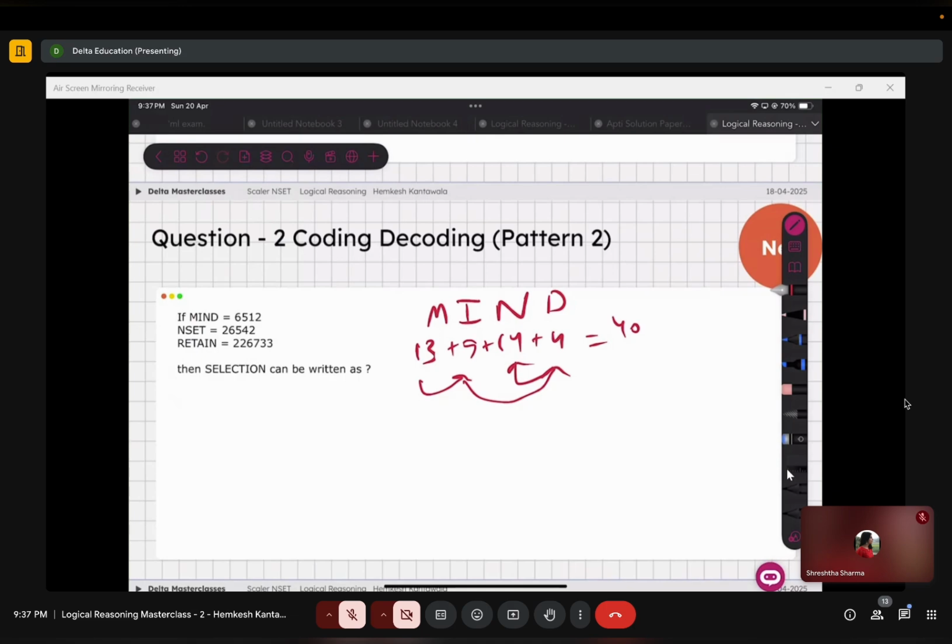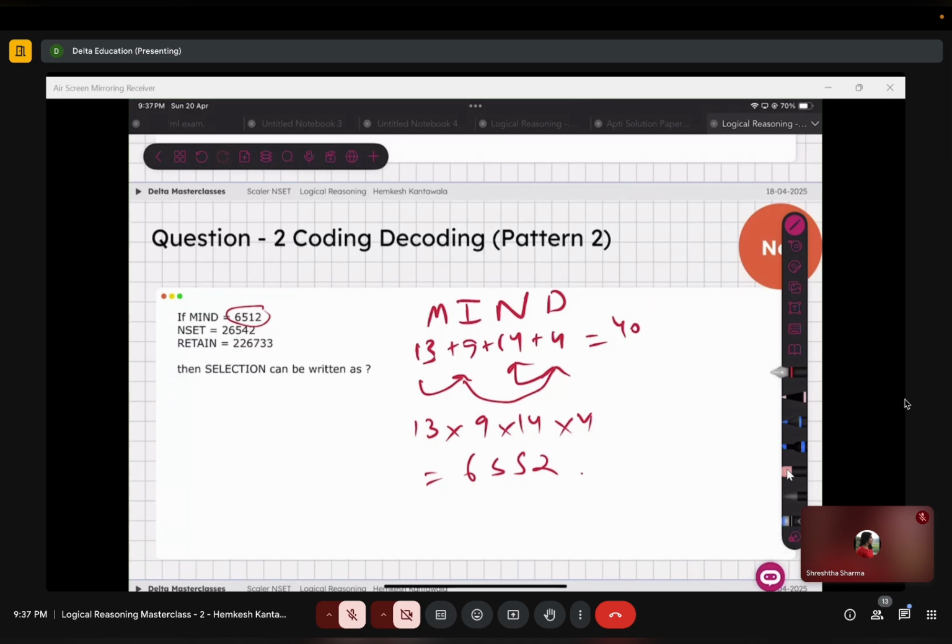Apart from that, what can we do? We need a big number. So how can we get a big number from these 2 or 1 digit numbers? Multiply, correct? So let's multiply it. 13 times 9 times 14 times 4. If we do this in calculator, we get the answer as 6552. It is coded as 6512. Okay. Now, the number is slightly lesser than this.